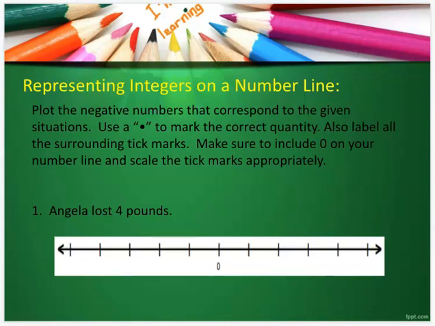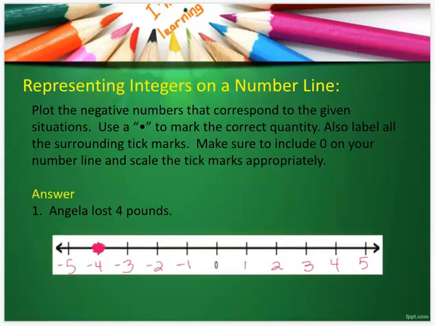So how would we show on a number line Angela lost 4 pounds? Well, if we labeled all those tick marks, we would go 4 units to the left because we're counting by ones, and we would put a dot on the number line, which is marked negative 4.